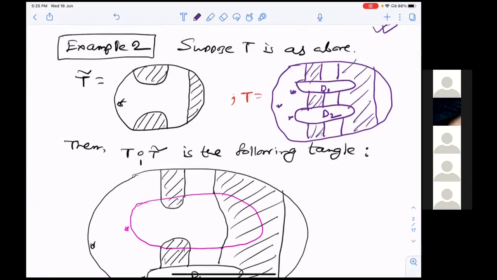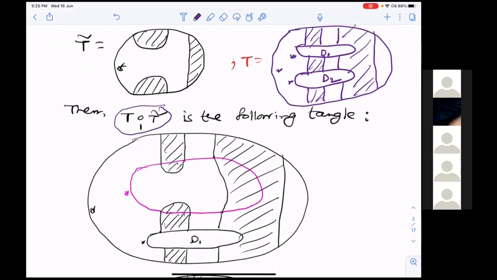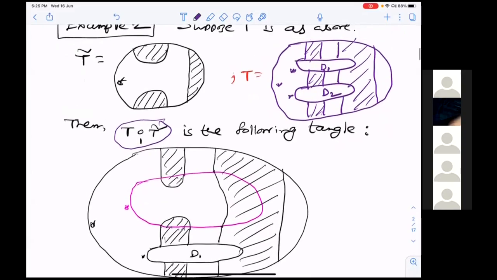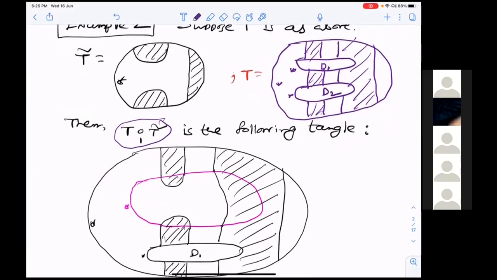Okay. Now we want to define T circle 1 T tilde. Again, let me do it in the first disk. One can do it in the second disk also. So everything will be the same. I mean the procedure will be the same, but we'll get a different angle if we substitute in the second disk.